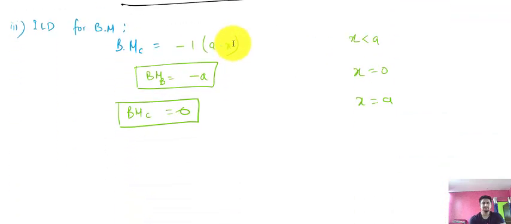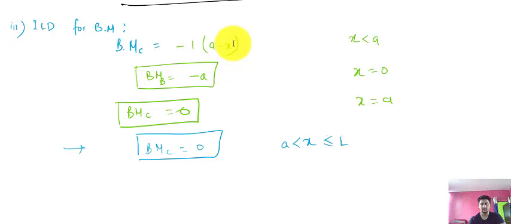In that case, when the unit load crosses point C, the bending moment equation at C will be 0. There will be no bending moment, and the boundary condition will be that x is greater than A and less than or equal to L. For that, you can put down the value at x equal to A. That point bending moment at C will be 0 and bending moment at A will also be 0 while putting x value as A. For that, you have got the ILD for bending moment.